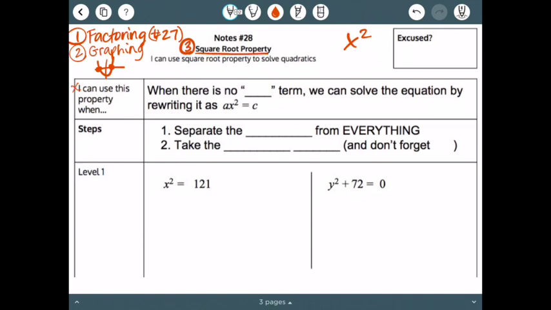So I can use the square root property when there is no b term. And we can solve the equation by rewriting it as ax squared equals c. So there are two basic steps here. The first one is to separate the square from everything. So we want to get the x squared all by itself. And then we're going to take the square root.